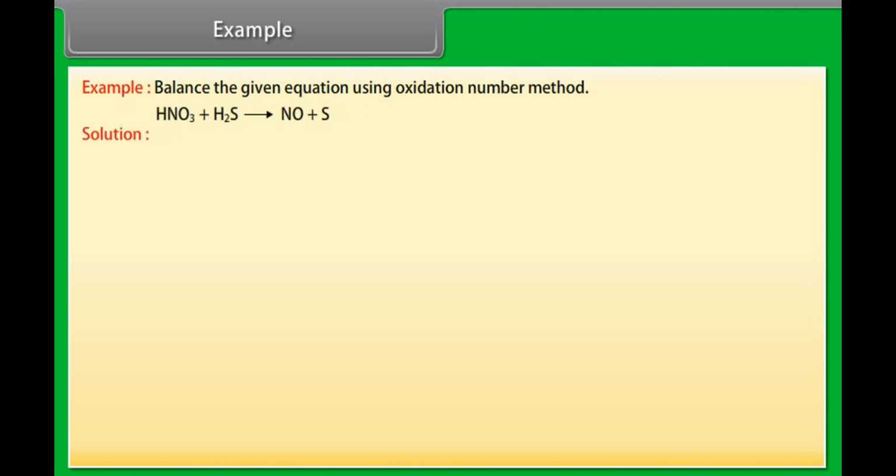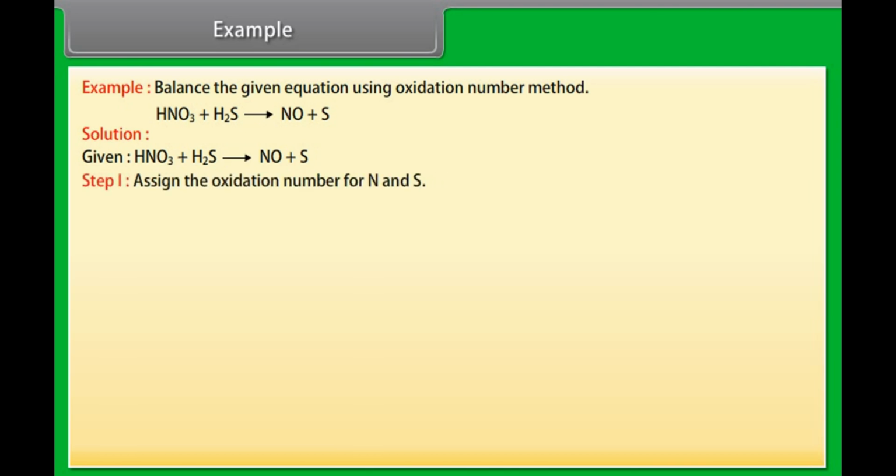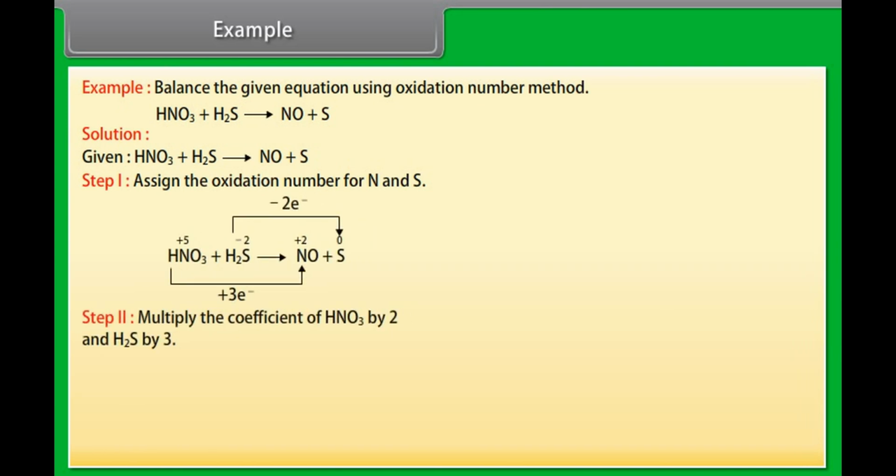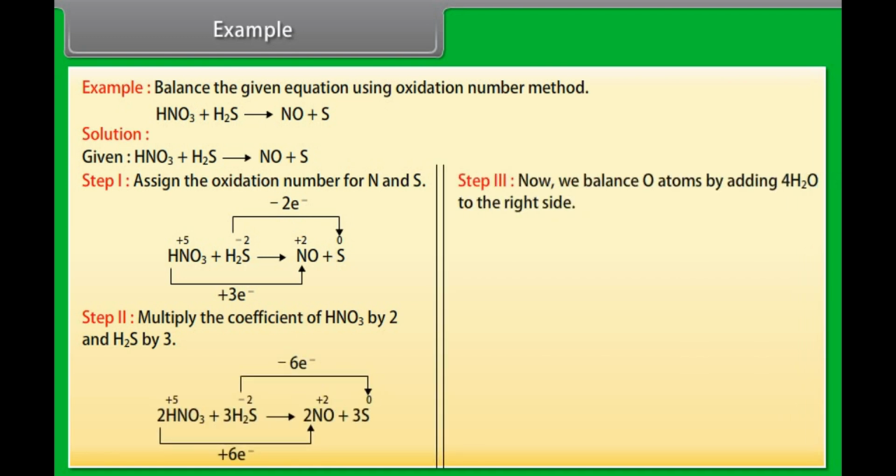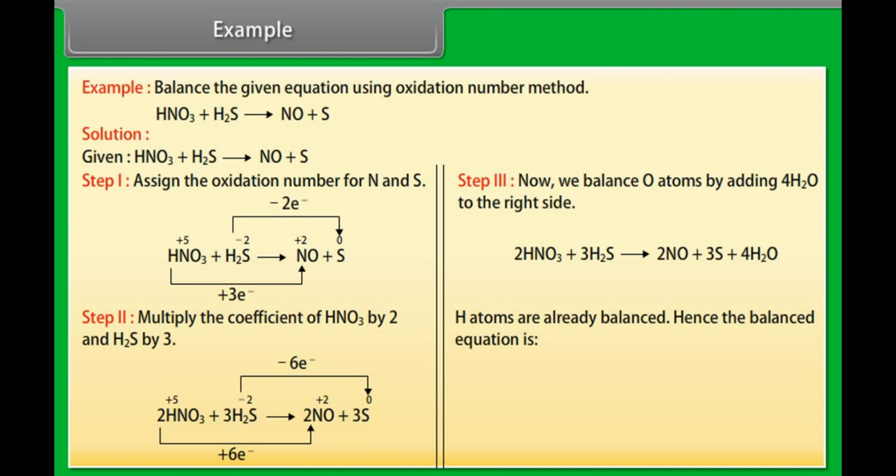Let's see the solution. Here, the given equation is HNO3 plus H2S gives rise to NO plus S. Step 1. Firstly, we assign the oxidation number for N and S. Step 2. Now multiply the coefficient of HNO3 by 2 and H2S by 3. Step 3. Now we balance O atoms by adding 4H2O to the right side. H atoms are already balanced, hence the balanced equation is 2HNO3 plus 3H2S gives rise to 2NO plus 3S plus 4H2O.